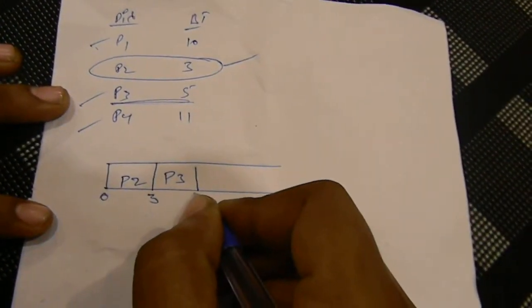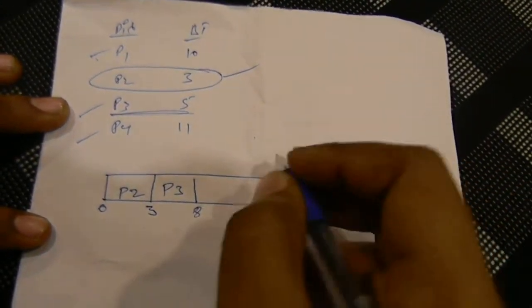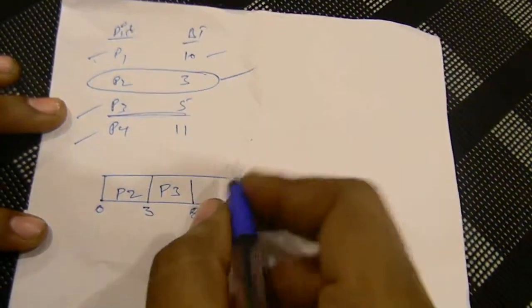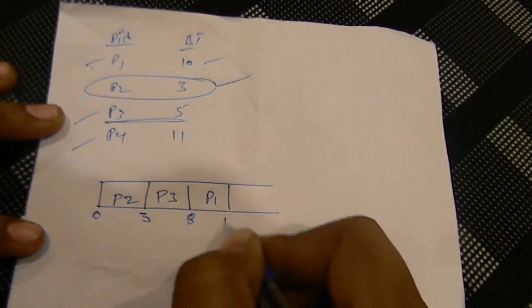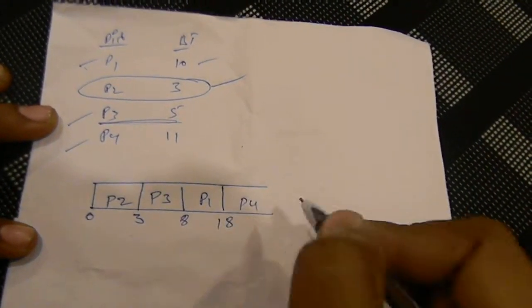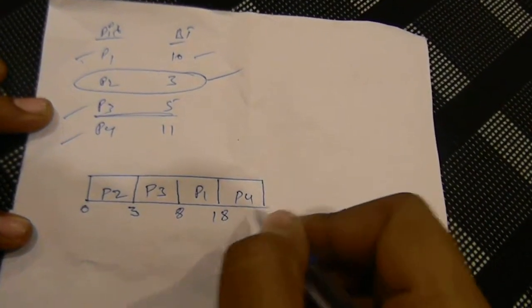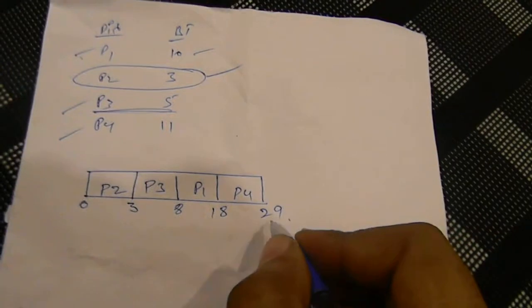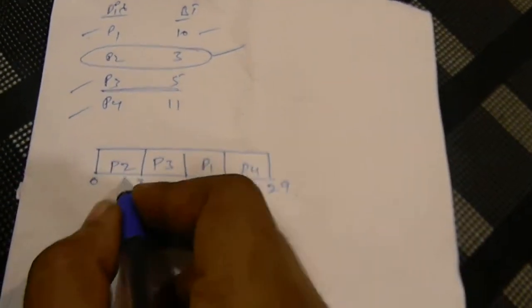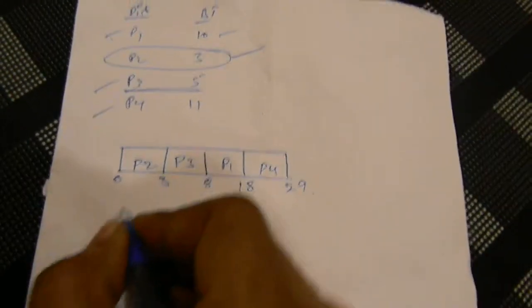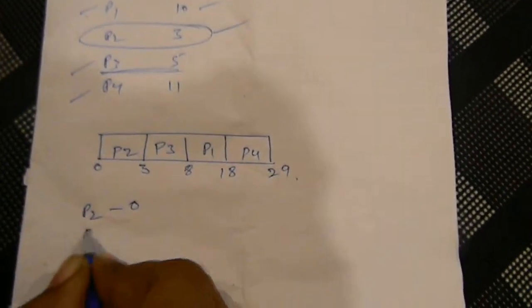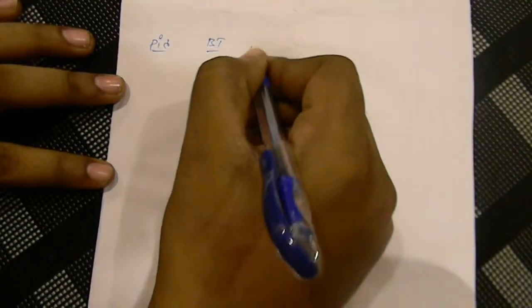Then the turnaround time for P3 is 8. Now P1 comes to execution, and after that 18 is the turnaround time. Now P4 comes to execution and executes until it completes. For P2, the waiting time was 0. Now the preemptive version. Preemptive means here we have process ID, burst time along with arrival time.